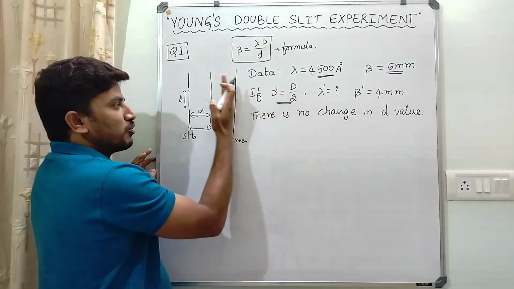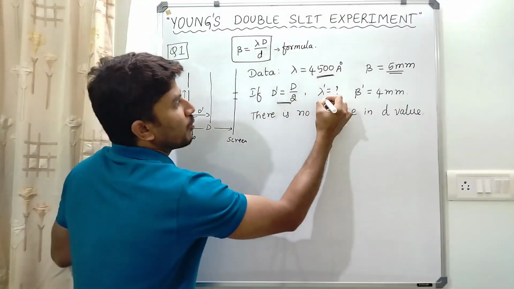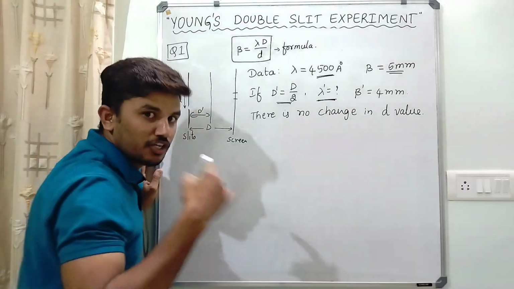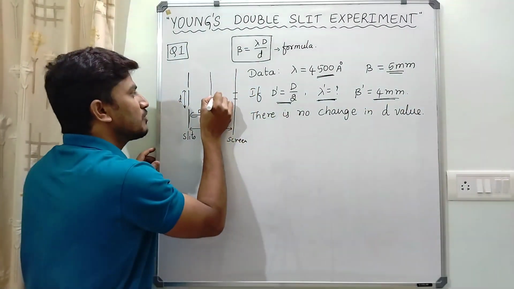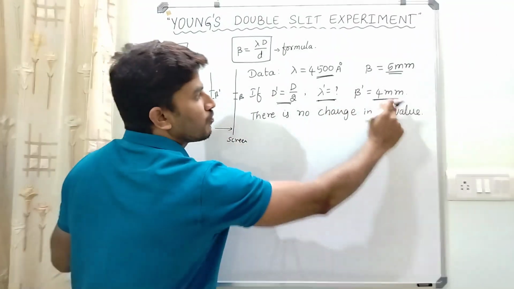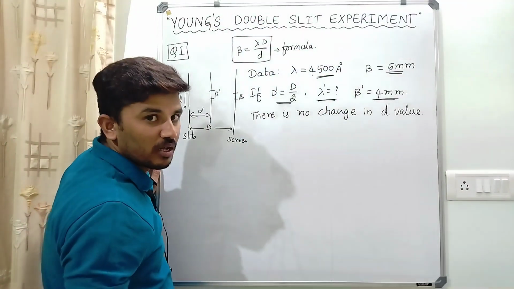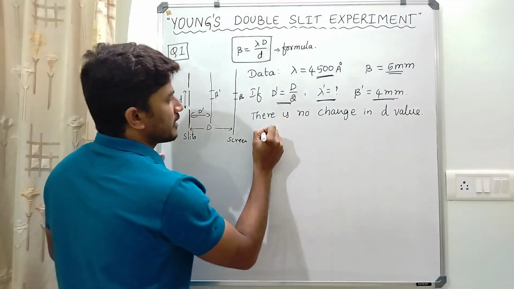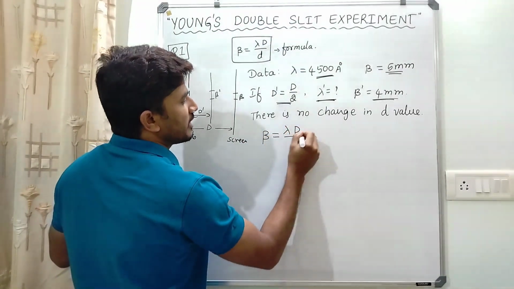If it is moved towards the slits through a distance of D by 2, then what should be the new wavelength of light to get a fringe width beta dash of 4 mm? Simple, make use of this formula. Beta is equal to lambda D by d.